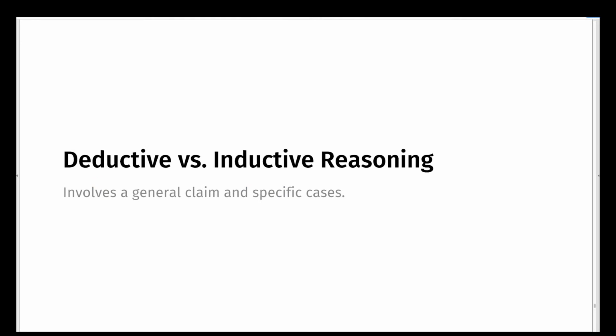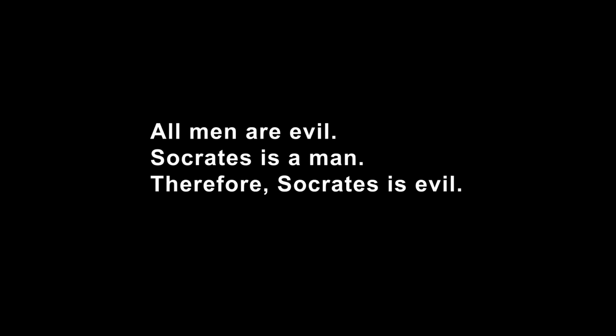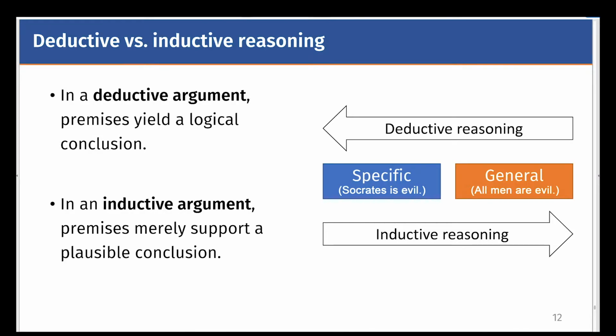Now, I would like to talk about deductive and inductive reasoning. Consider the following classical statement. All men are evil. Socrates is a man. Therefore, Socrates is evil. This is a classical example of deductive reasoning. You start with something general, all men are evil, and you come up with a specific case. Socrates, being a man, must be evil. Inductive reasoning goes in the other direction. So, in a deductive argument, the premises yield a logical conclusion.